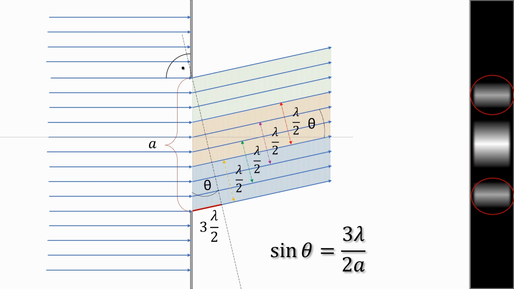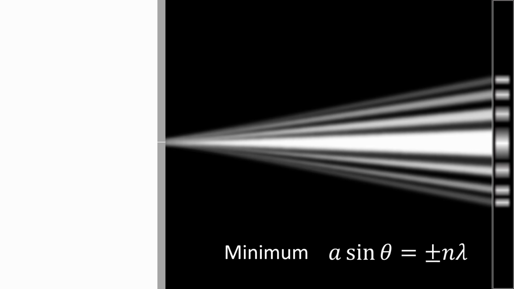This explains the unique diffraction pattern observed on a distant screen. The formula used to calculate the positions of the minima is a times sine theta equals plus or minus n times lambda, where n is an integer. A diffraction pattern can also be obtained when light passes through two closely spaced small openings, or through a series of openings known as a diffraction grating. But the principle remains the same.